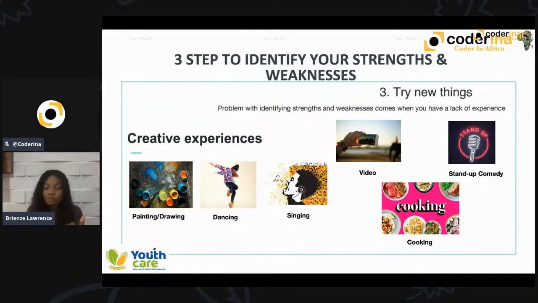Singing. Start from your bathroom, learn how to sing, go to singing classes, maybe train your voice if it's something you want to try, or better still, do karaoke nights, hang out with your friends, go for karaoke nights, socialize, and see if singing is something that you might just be good at.